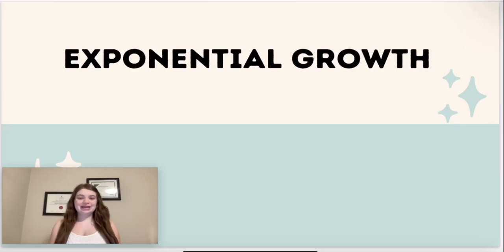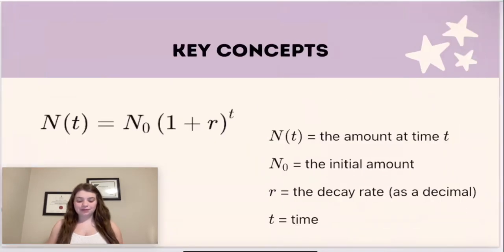Welcome back. Today we're going to be talking about exponential growth, and I'm going to be going over two word problems involving exponential growth. So the equation for exponential growth is that N of t is the amount that we have in the end after the amount of time t, N naught is the initial amount, r is the rate. It says here the decay rate for some reason. Sorry, that should say the growth rate. The decay rate is for exponential decay, not exponential growth, and t is for time.